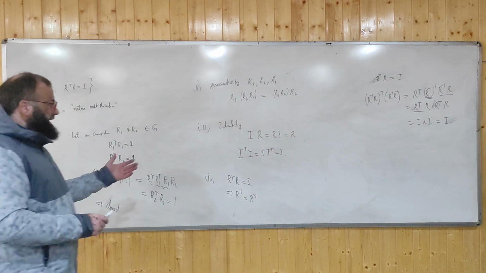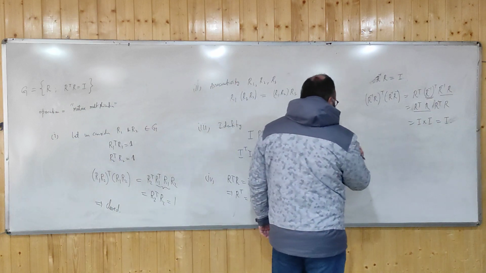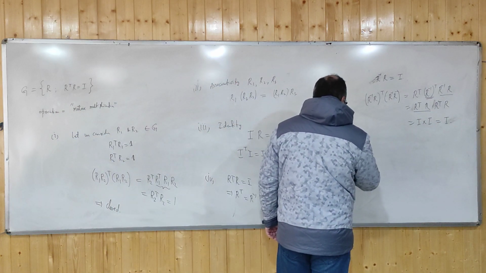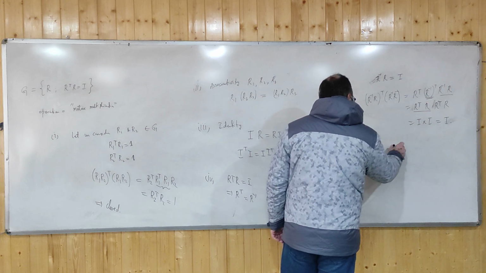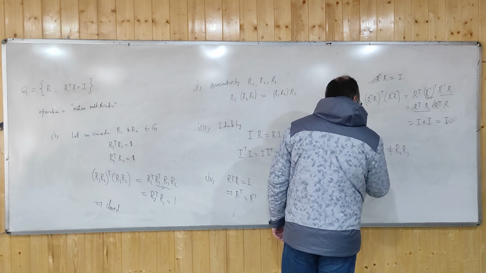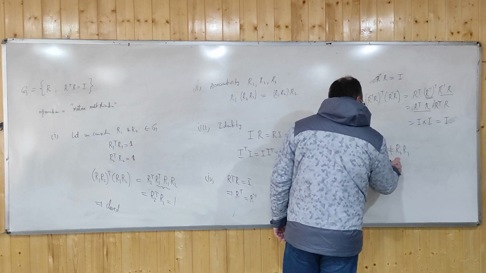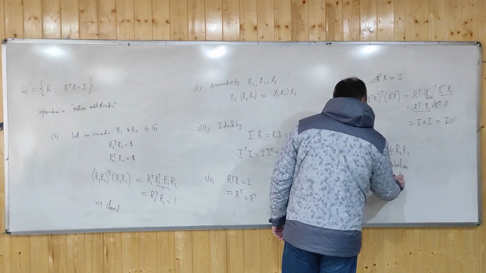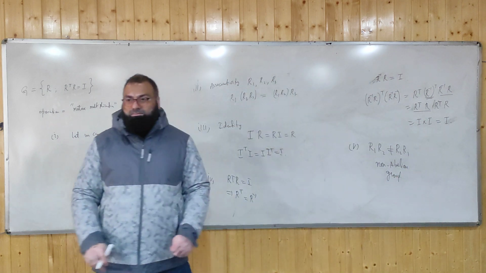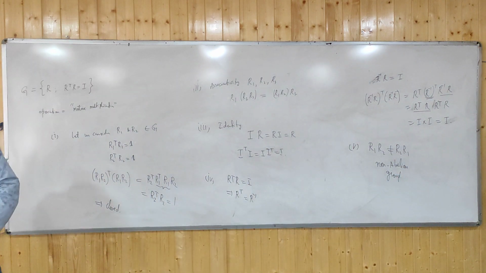Now, in general, rotations do not commute with each other. So you have the fifth condition, R1 R2 is not the same as R2 R1. That means it's a non-abelian group. Clear?